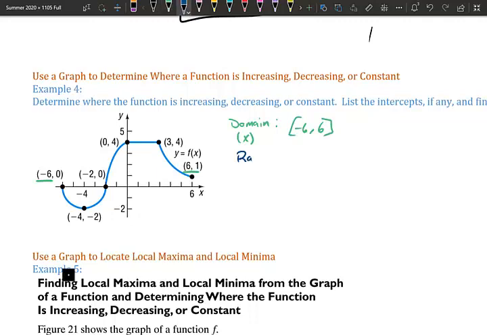The range, remember, those are our y values. So same principle, smallest y to biggest y. So smallest y is -2, biggest y is 4. So -2, +4. Again, bracket, closed circle.